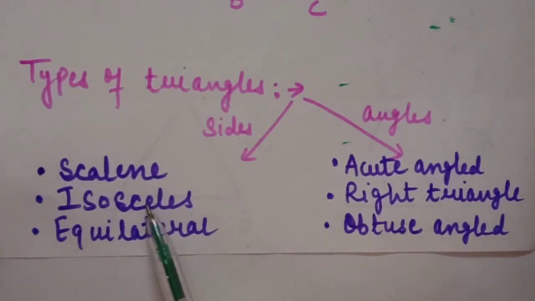Isosceles triangle, in which two sides out of three of a triangle are equal to each other. Equilateral triangles are those triangles in which all three sides of a triangle are equal to each other.